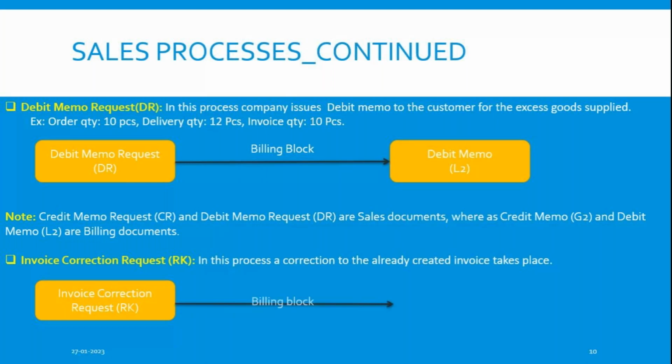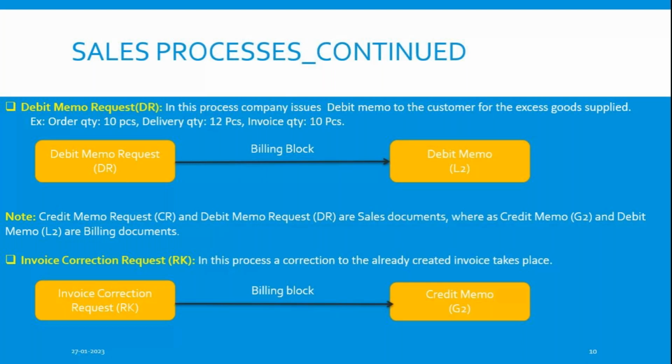It defaults to a billing block again. Why do you want to do it? What is the correction? You understand here, you are correcting the invoice. You are not dealing with the material. You are not sending a material again. You are not taking the material back again.